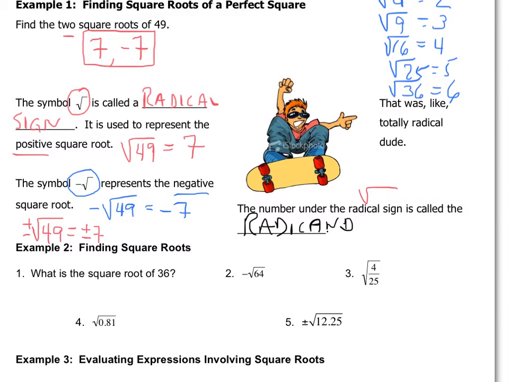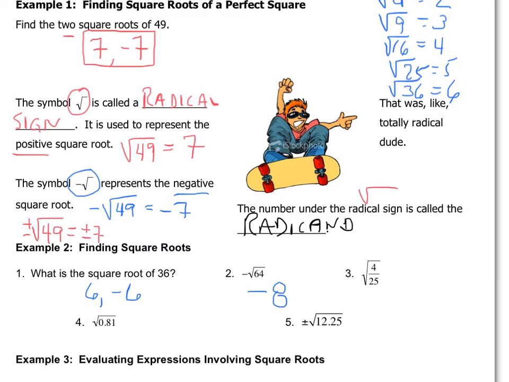So let's just run through a few of these. So number 1, what is the square root of 36? Well, they don't have the little plus or minus, but we know that both of those will satisfy it: negative 6 and positive 6. The second one says, what is the negative square root of 64? Well, 8 times 8 is 64. It wants the negative, so it's negative 8.